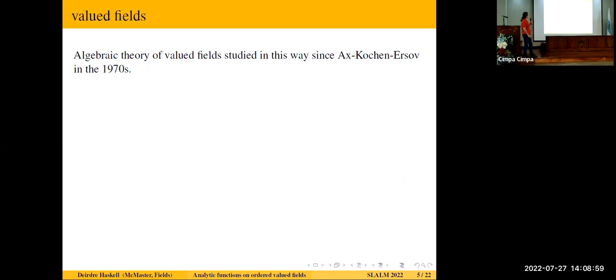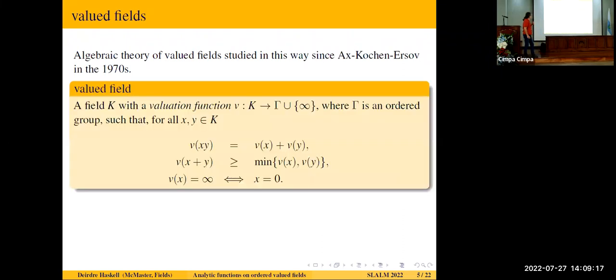Okay, so the value fields are, again, very natural objects mathematically, and the algebraic theory has been studied from a model theoretic point of view, starting with the work of Haskell and also Deirdre, and I guess that was the late 60s. So just a quick definition of value field is a field K with a valuation function.